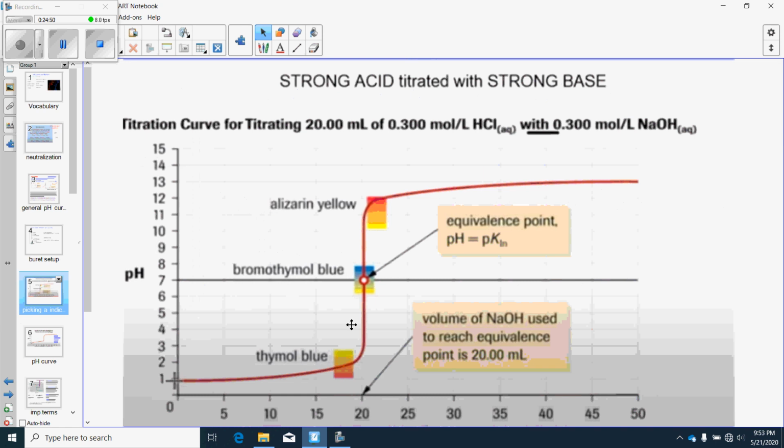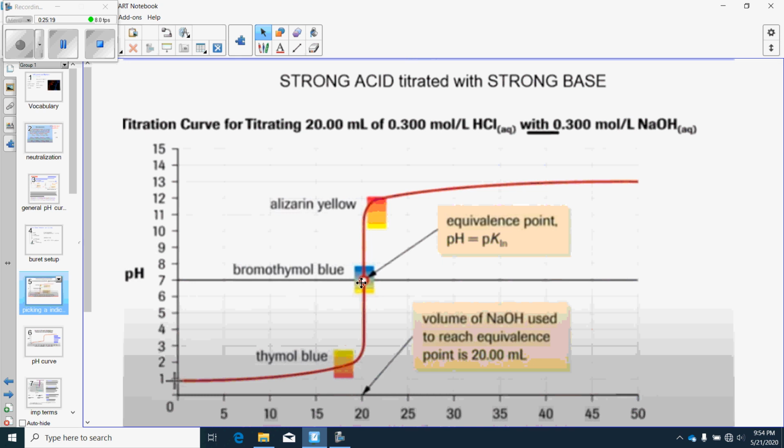that they could have chosen. This indicator, alizarin yellow, it's kind of a reddish color when it's basic, and then it turns yellow when it gets closer down to 7. Here, bromothymol blue, it's blue at about 8, and it transitions to yellow at about 6. And down here, thymol blue, it's yellow at about 2, and it transitions to kind of an orange at 1.